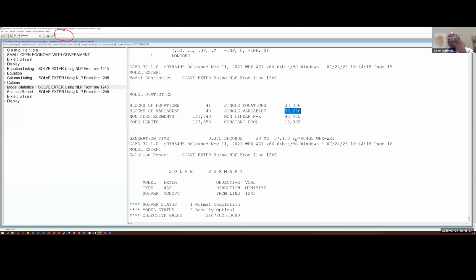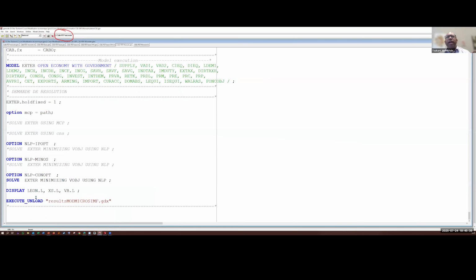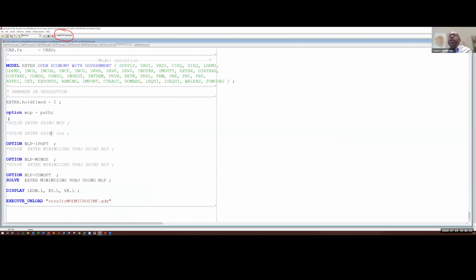This is why we need to have a solver. We have to use a license for a solver, and we can use any of these solvers. Yesterday, I think there was a question about that. In this situation, I am using CONOPT to solve the model, but I can use MINOS, IPOPT, MCP, CNS, exactly what we used yesterday for the model.